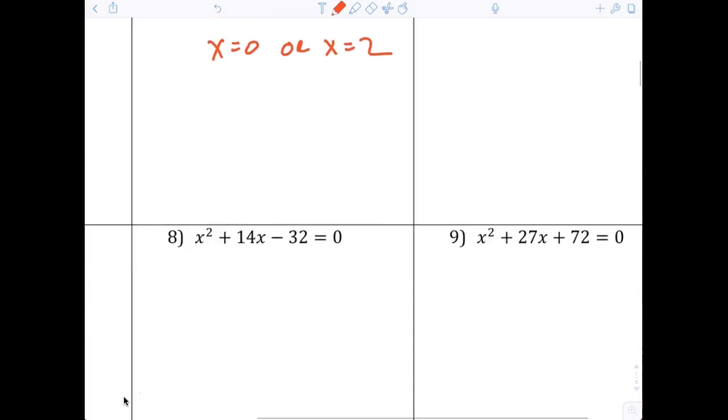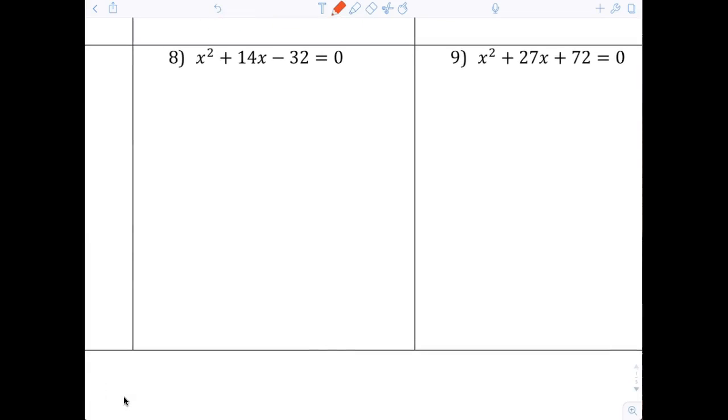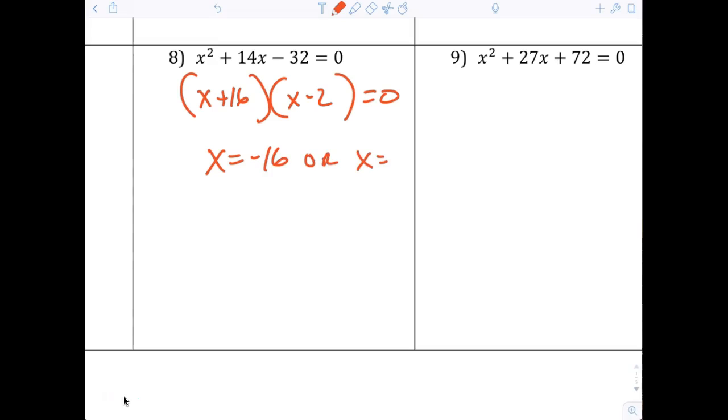Number 8. Factoring x squared plus 14x minus 32. Who's got it? Tell me. So it'd be x plus 16 and then x minus 2. And the answer would be x equals negative 16 or x equals positive 2. Beautiful.